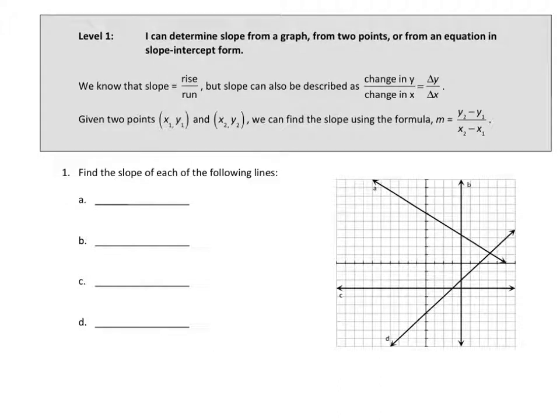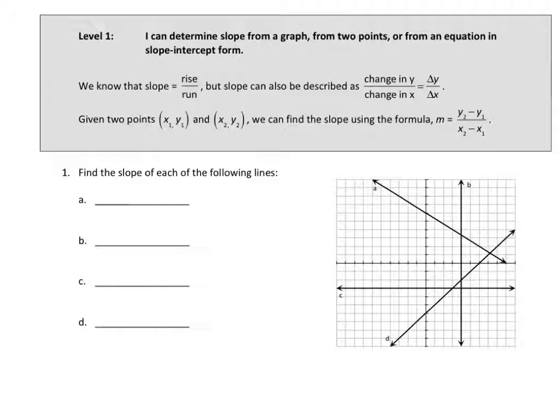In level 1, you'll be finding slope from a graph, from 2 points, or from an equation. First, we're going to look at a graph. And when you determine the slope of a line in a graph, you first want to determine if it's positive, negative, 0, or undefined. A line with positive slope goes up from left to right, or it increases.